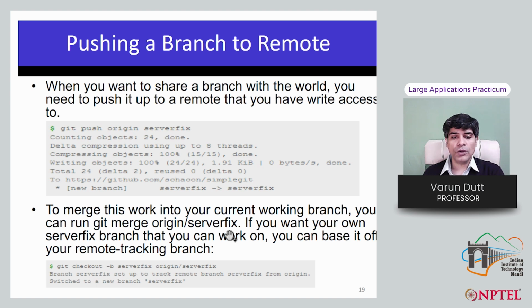If you want your own serverfix branch that you can work on, you can base it off your remote tracking branch. So in this case, if we do git checkout -b serverfix origin/serverfix, branch serverfix is set up to track the remote branch serverfix from origin, and it switches to a new branch serverfix. So basically your current working folder on that branch is tracking that remote server, which also has the serverfix within the origin.